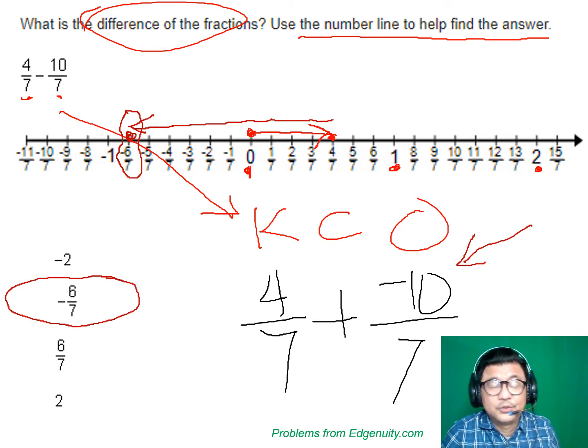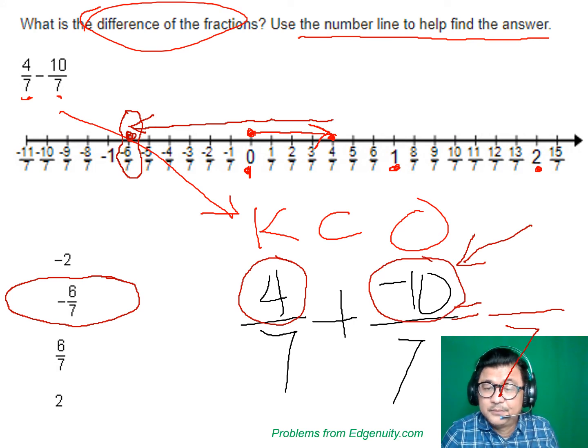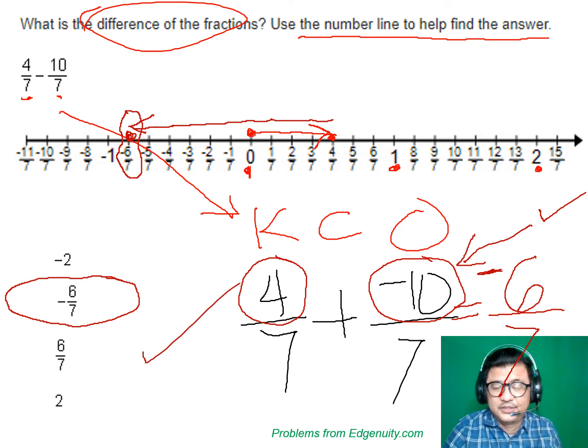Now, suppose you don't use a number line, just use what we've learned a while ago. Copy the same denominator, which is 7. And then what do you do with the numerator? 4 plus a negative 10. Remember your rules in integers. Different signs, subtract the absolute values. That's 6. And copy the sign of the bigger absolute value, negative. So whether you do it with a number line or the simple algorithm, you'll get the same answer.